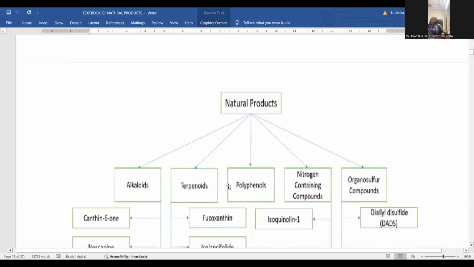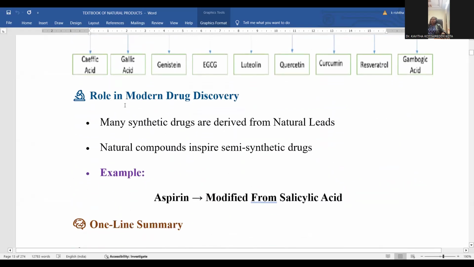So this is the classification part. Let me enter into the role of these natural products in modern drug discovery, and how they are helpful in the drug discovery process. As we are already aware, in the ancient days, when science and technology were not much elevated and had not come into application, plant extract used to be applied directly on the diseased part, wherever there was an injury or diseased organs.